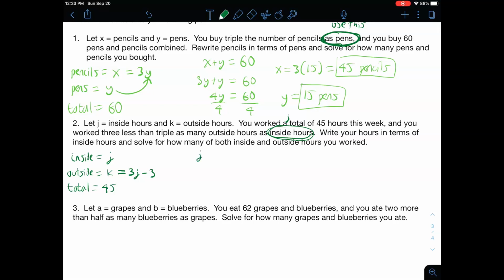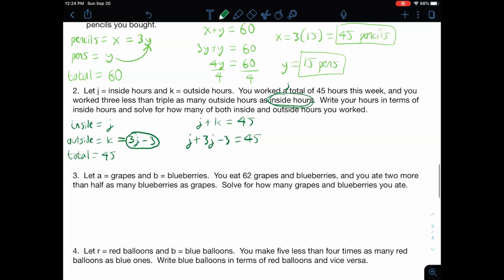All right? Because, like I said before, we had J plus K equals 45, but we can't solve that with two variables. We need one variable. So that's what we did. We took K and we replaced it with J, because K is 3 times as many J's minus 3, right? So that helps us here. So now we can do J plus K, which is 3J minus 3 equals 45.